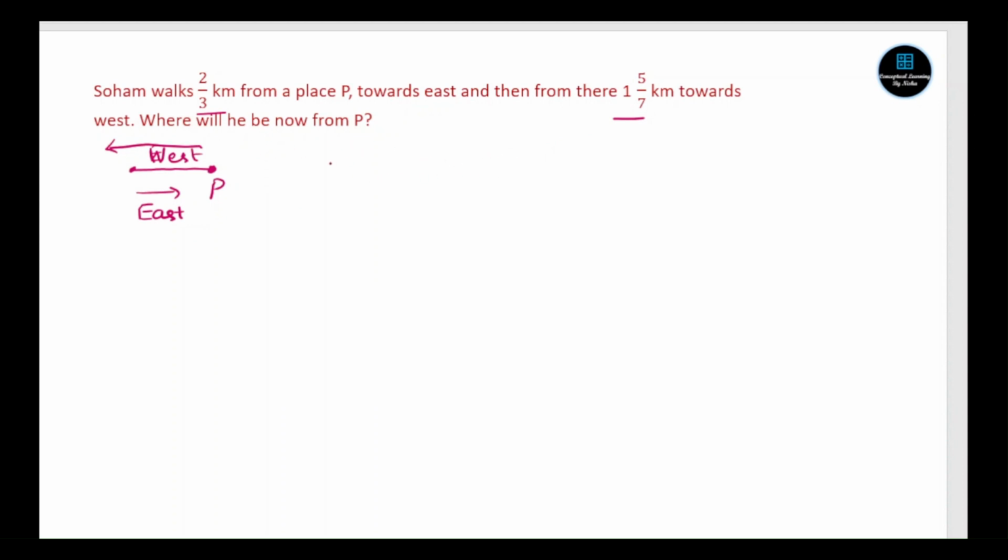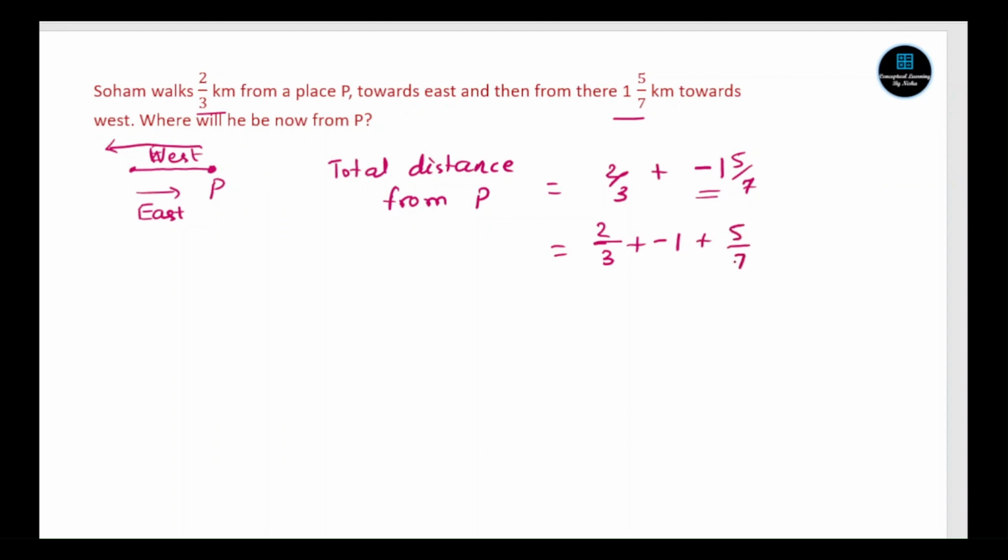So now the total distance from P is equal to 2/3 kilometer plus minus 1 integer 5/7 kilometer. Alright. Now we'll add them. We just learned that we'll keep the -1 as it is, so I'll write this this way. Now this is easy to understand. Now I can add this first.